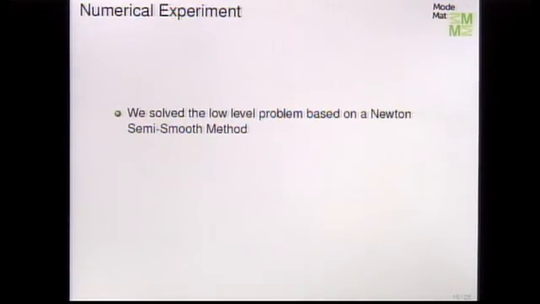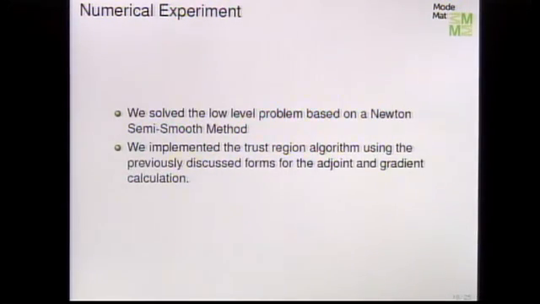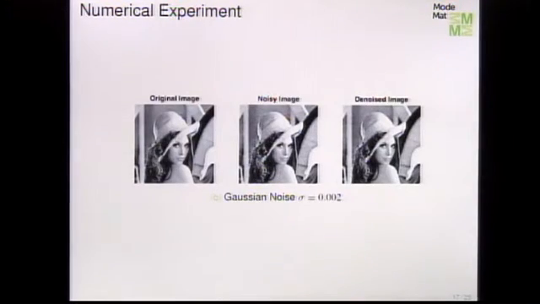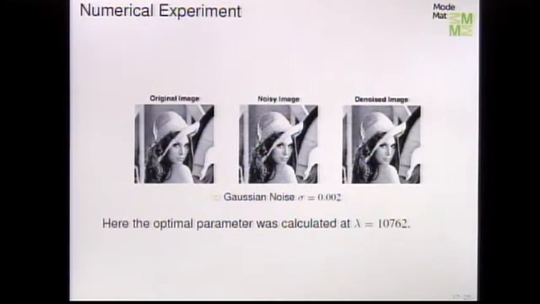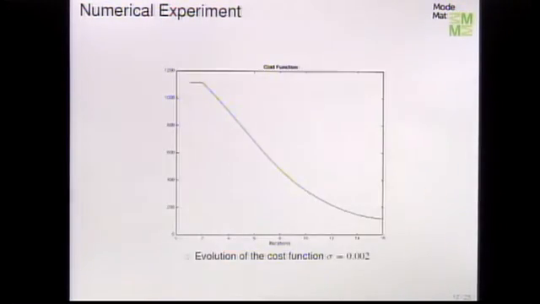So we did implement this numerically. We solved the lower level variational inequality we saw before with the semi-smooth Newton method. And we implemented the trust region method with the adjoint that we showed previously and the gradient that we showed previously. And we saw something like this. So first, we have a noise with a sigma of 0.02, a Gaussian noise, obviously. And you can see that we reached the optimal parameter. In this case, it was just one kind of noise, and this noise was Gaussian, and the parameter was this one. And we can show the cost function.